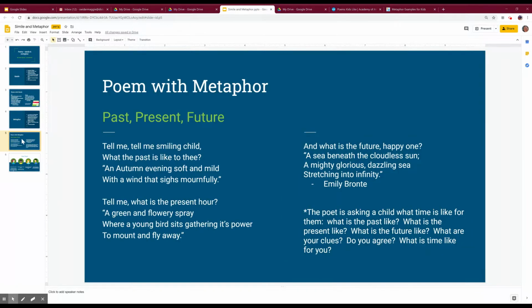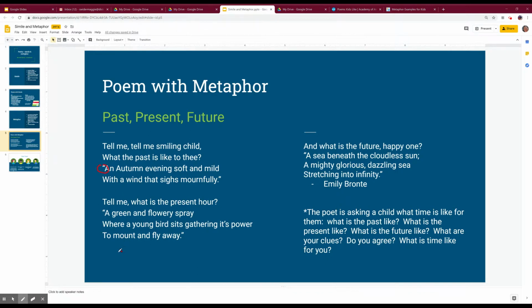Let's look at a poem with metaphor. So this poem is called Past, Present, and Future. So the poet here is asking a child what time is like for them. And you will see here that the quotation marks are where the child is speaking.